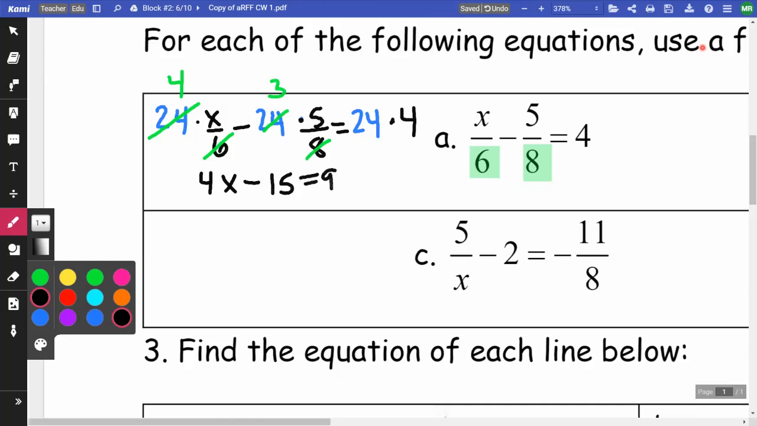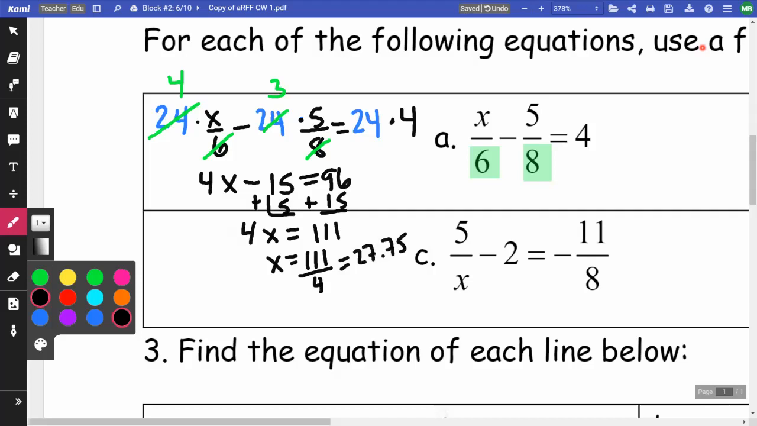So I'm going to get 96, and now I'm going to solve this. So I'm going to add 15 to both sides. And I'm going to get 4x is equal to, and I end up with 111. I'm going to divide by 4. And you can either leave it as 111 over 4, or it is 27.75. Either one of those is acceptable.